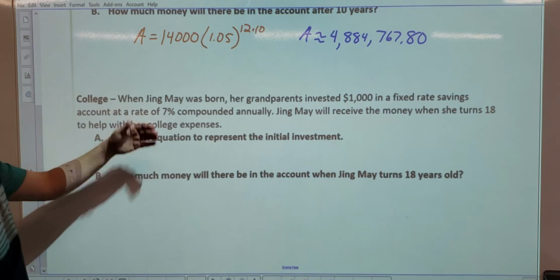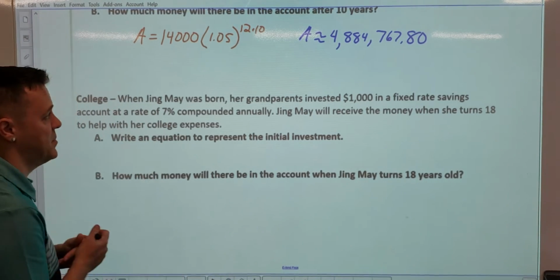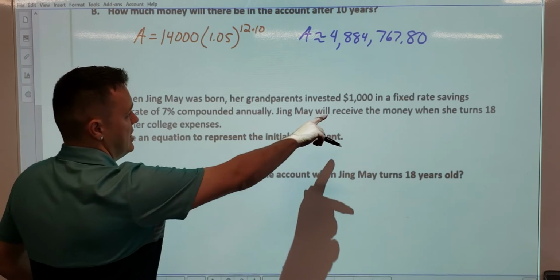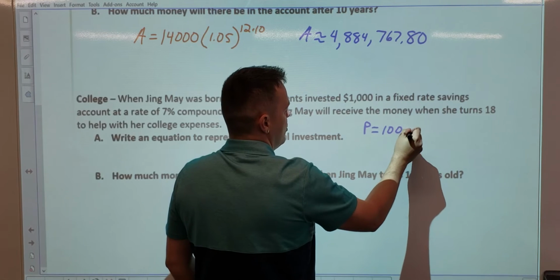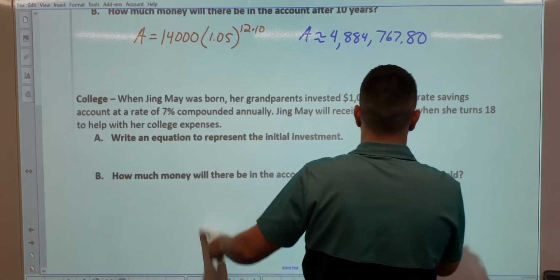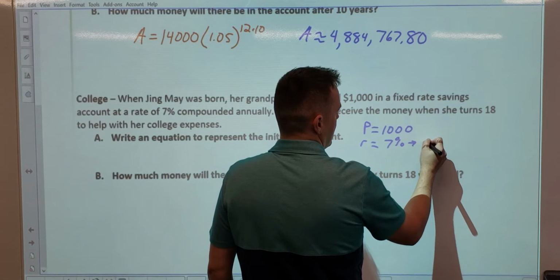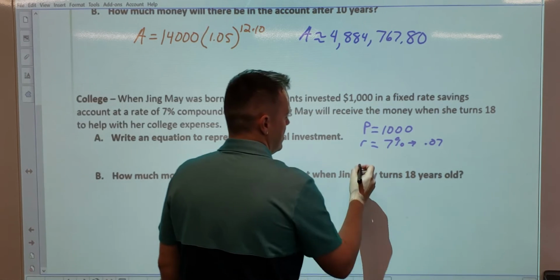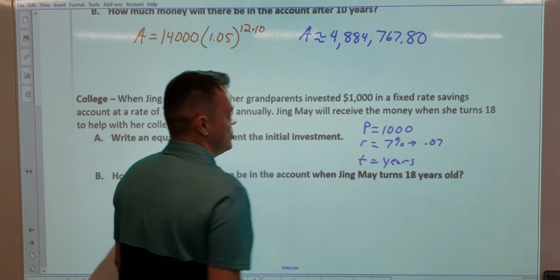All right, now this is more like it. This could be something where actually some of you may experience this, where your grandparents give you a principal of $1,000 when you are first born, and then it's invested in a savings account where the rate is 7%, or 0.07, and the time is going to be in years. All right, so now use your formula.